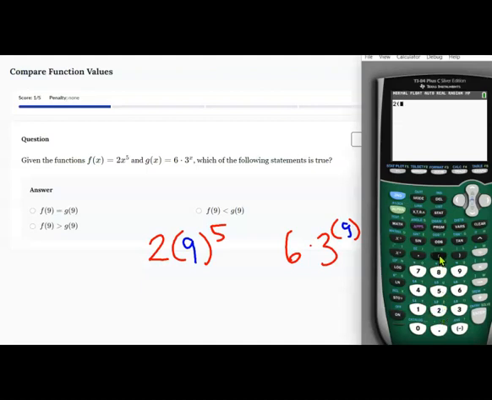So I'm going to compute 2 times the quantity 9 to the 5th, and then I'm going to compute 6 times 3 to the 9th power. Once I can see both of these responses, I can compare them. It looks like these numbers are identical, therefore I'm going to choose the equal option.